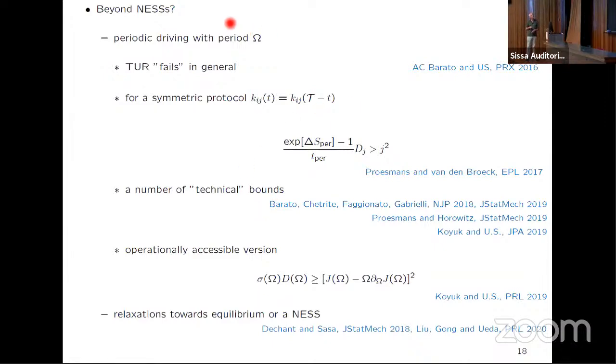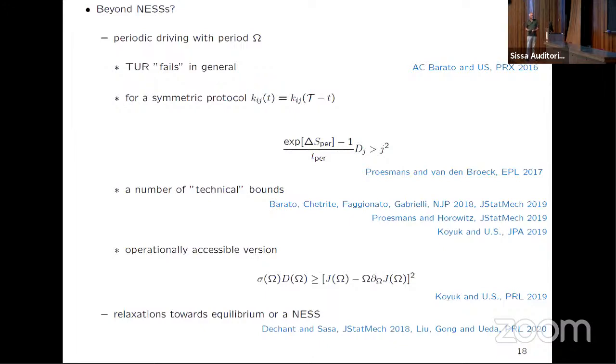And we knew from work with Andre that in general, the thermodynamic uncertainty relation fails. So if you drive the system periodically, you can get a higher precision at a lower cost. For time symmetric protocols, there was a nice bound by Pressmans and the late Chris Vandenberg. And then there were quite a number of what I would call technical bounds, which are mathematically correct, but useless since you don't have access to these quantities. And we found with my grad student a relation which I will describe later in a more general way, which I think is operationally accessible.